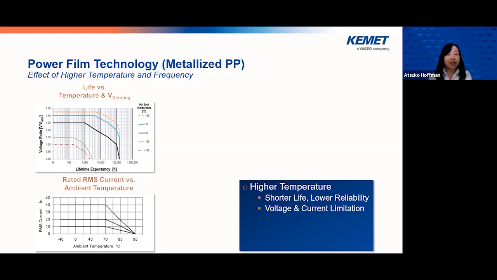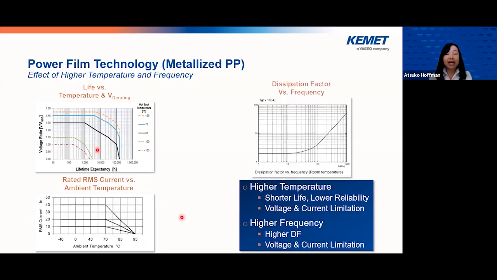In regards to high operation frequency, the dissipation factor for the polypropylene film cap increases significantly above 100 kilohertz. As you can see, around 100 kilohertz, the dissipation factor goes up right here. So we see polypropylene film caps face challenges in high temperature and high frequency circuits.